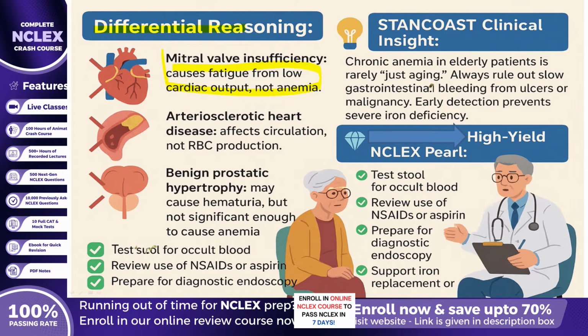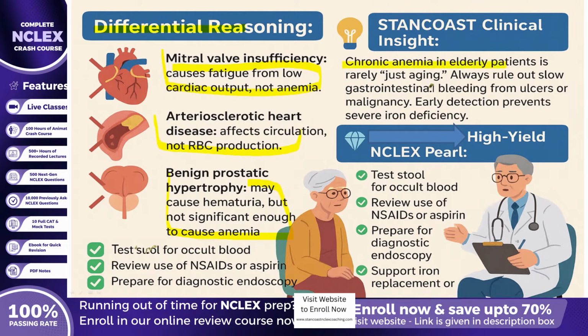Considering option B, arteriosclerotic heart disease impairs coronary and peripheral circulation, but does not affect red blood cell production unless severe renal ischemia occurs, which is rare in stable disease. Finally, option D, benign prostatic hypertrophy, primarily causes urinary retention and occasional hematuria, but blood loss is minimal and insufficient to cause systemic anemia.